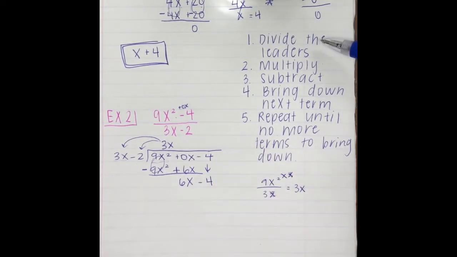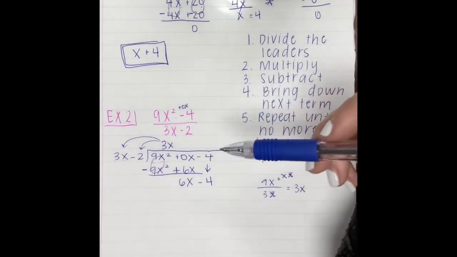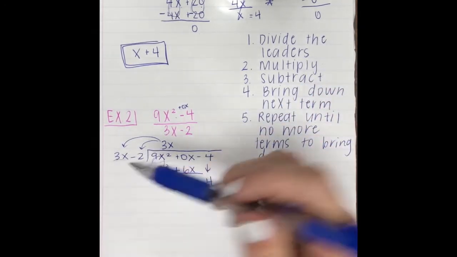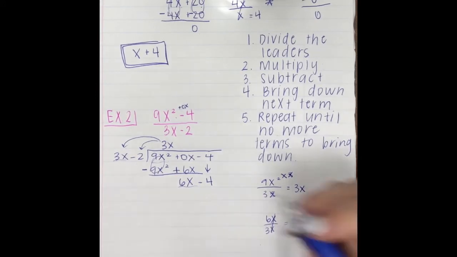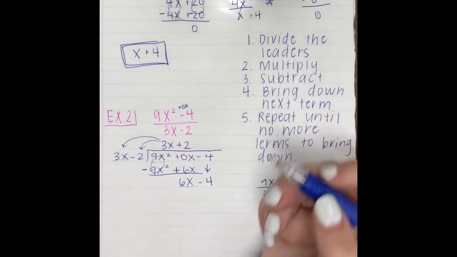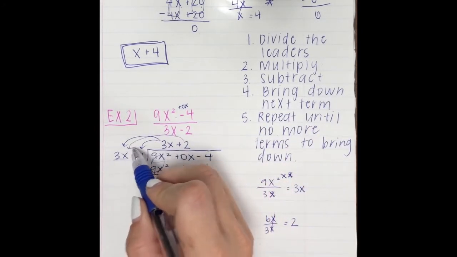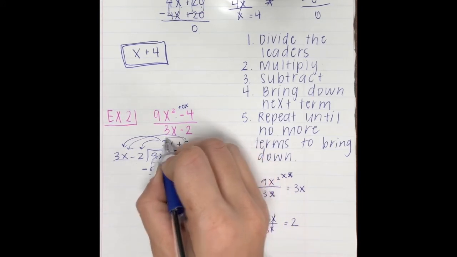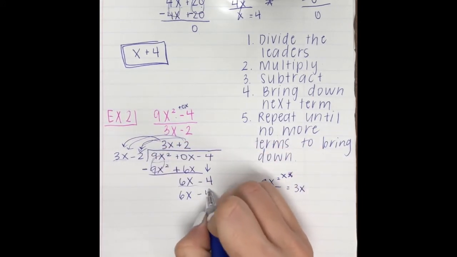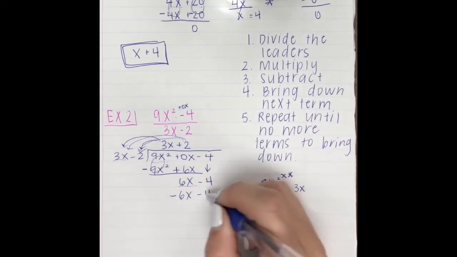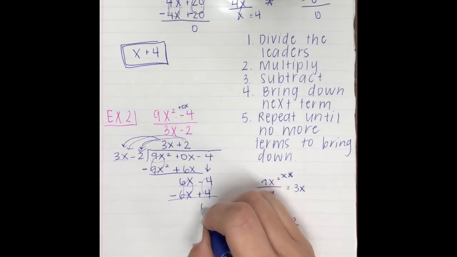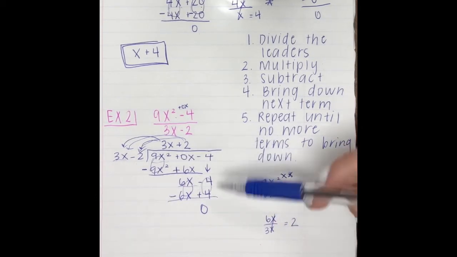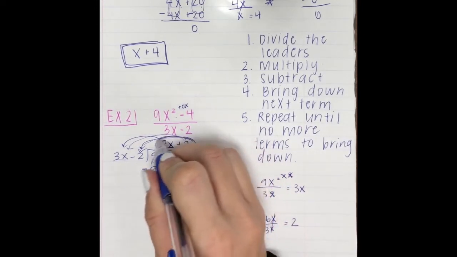And then we've got to go back up to divide the leaders. Okay, so my new leader is 6x divided by 3x. X's cancel, and then 6 divided by 3 is 2. So we have plus 2. And then we're going to multiply. So 2 times 3x is 6x. 2 times a negative 2 would be a negative 4. We're going to subtract, so we're changing the sign of both of them. They both cancel, meaning we have a remainder of 0. We don't have any other terms to bring down, so this is your answer.